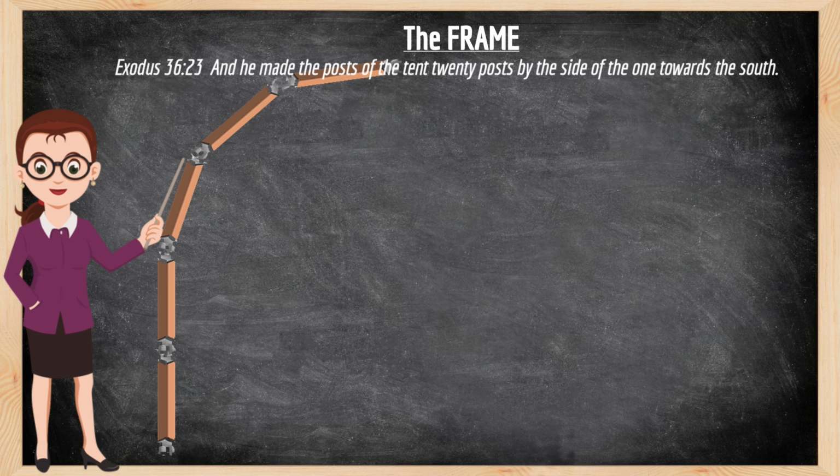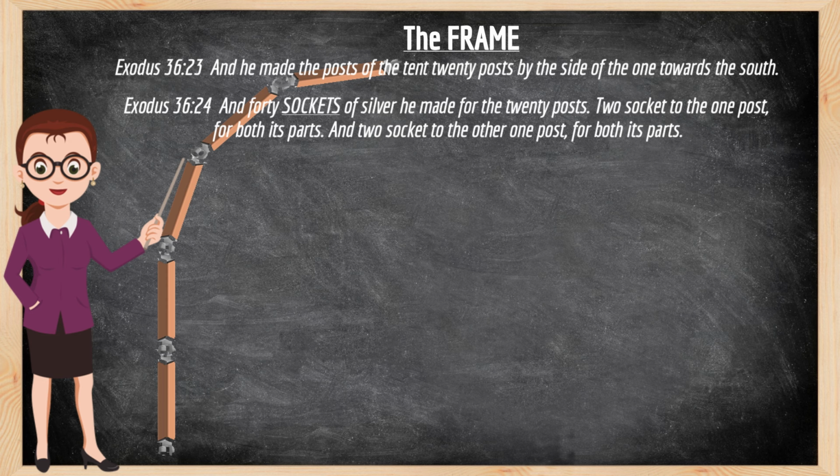And he made 20 posts by the side of one towards the south, and 40 sockets of silver he made for the 20 posts, 2 sockets to 1 post for both its parts, the 2 sockets to the other 1 post for both its parts. So in the Hebrew, this word socket means controller.